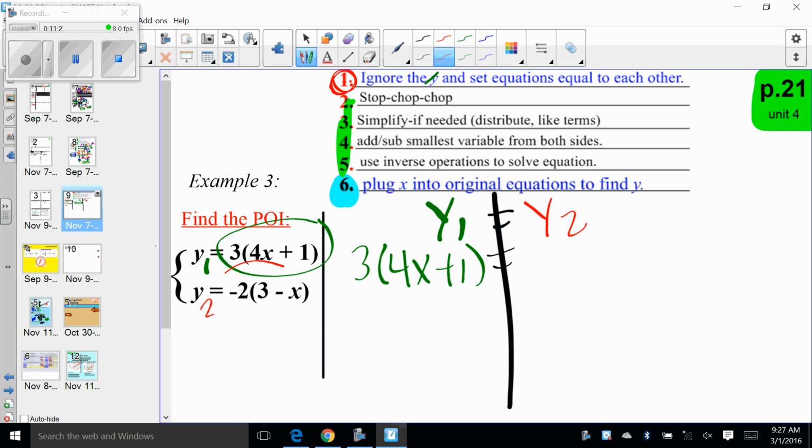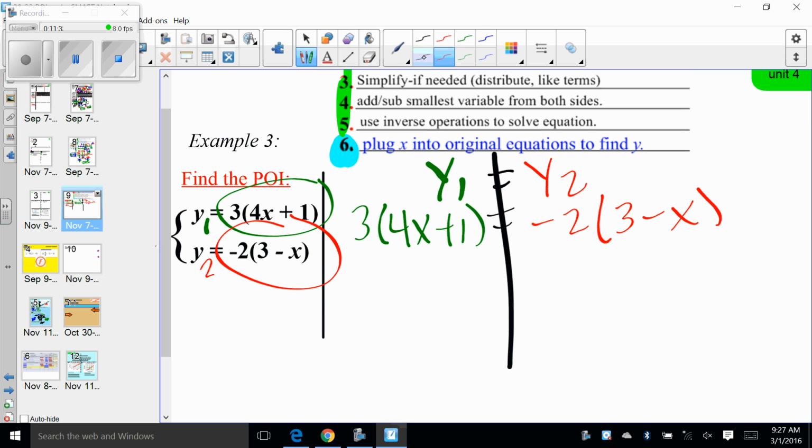Equation 2 has this as its value, negative 2 multiplied by 3 minus x. As I start to solve then, I use the distributive property to kill the parenthesis. We get 12, reattach x, keep sign, distribute. 3 times 1 is 3. On the right-hand side, I have a lonely variable here, and I'm going to stop, chop, chop. If I'm going too fast, go ahead and pause that video.